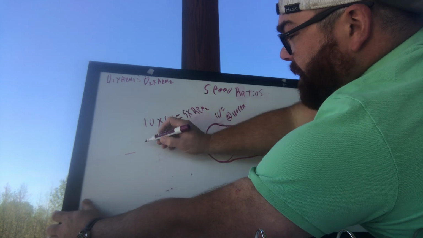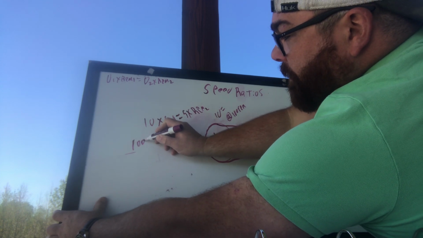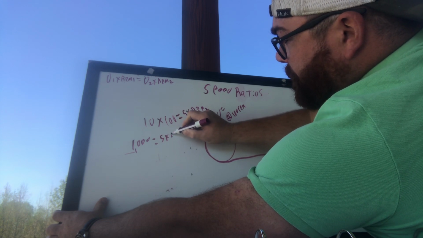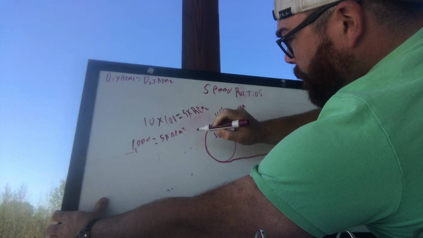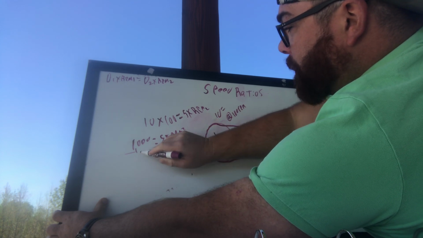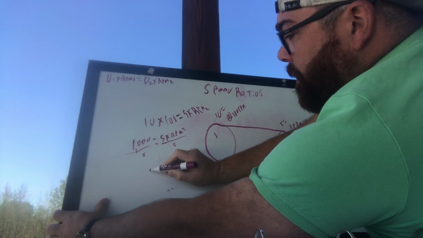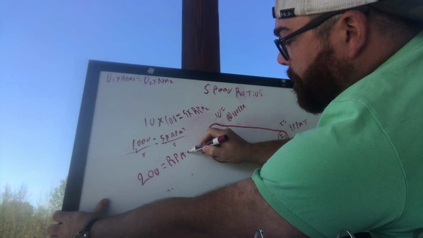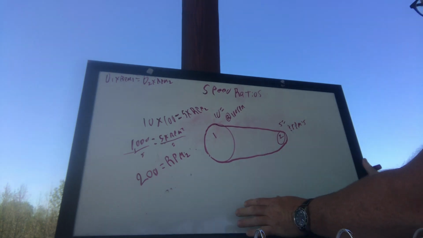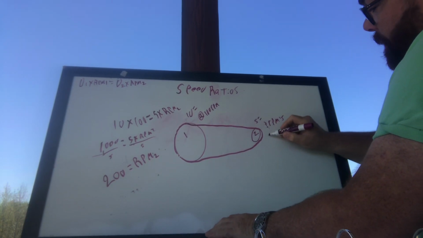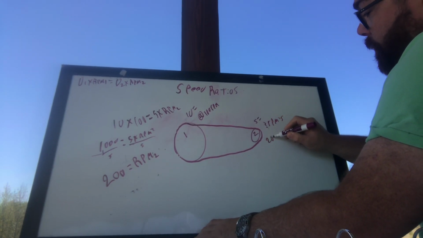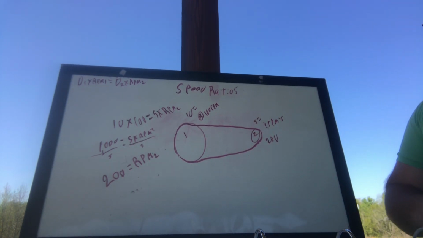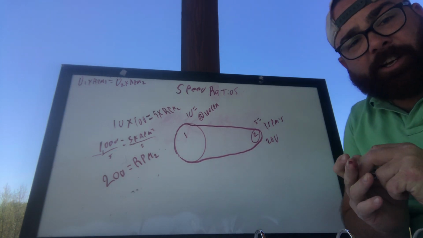All right, so we can work this math out pretty straightforward. 100 times 10, 1,000 equals 5 times RPM2. Divide both sides by 5. We end up with 200 equals RPM2. So in that case, we can jump back over here, and we can say that this question mark, this unknown, is 200. 200 RPMs.